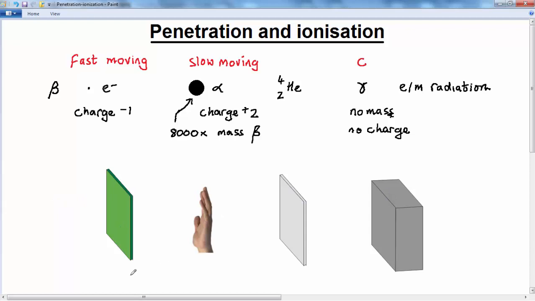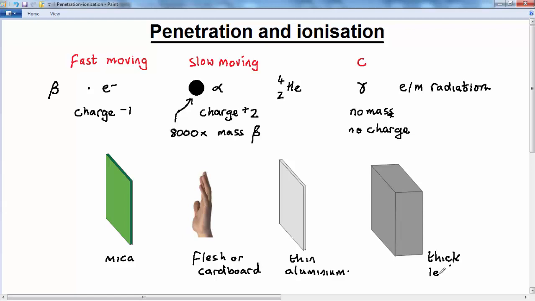Alright, so bearing these characteristics in mind, we can now understand their various penetrating powers. So this is the classic sort of comparison setup, and we've got different types of material here. We have mica, flesh is often used as the second material, or cardboard, and here we've got a thin sheet of aluminium and a fairly thick plate of lead. So we're going to compare the penetrating powers of these three different types of radioactive emissions. First of all, we'll take the alpha particle.